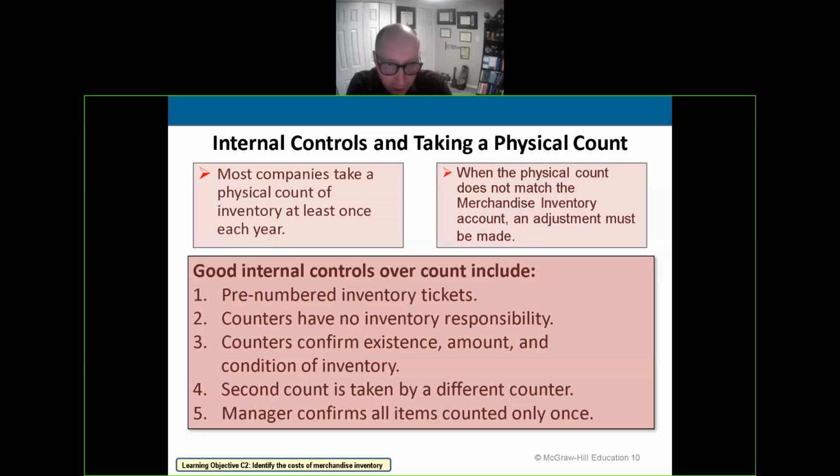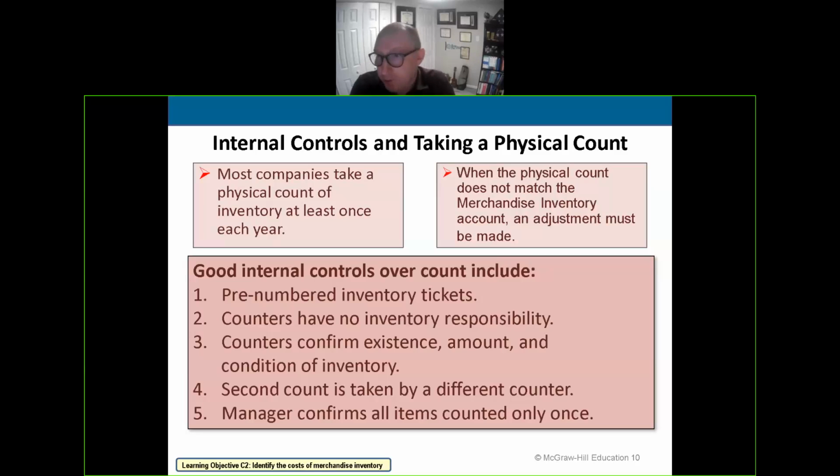So usually once a year, sometimes more than that, we'll take a physical count of inventory. It's where we go to every shelf, we document what it is and how many there are on that shelf. That's a physical count of inventory. If for whatever reason that physical count of inventory does not match what you have in your accounting system, you need to make an adjusting entry for the difference. Yeah. And that goes against your cost of goods.